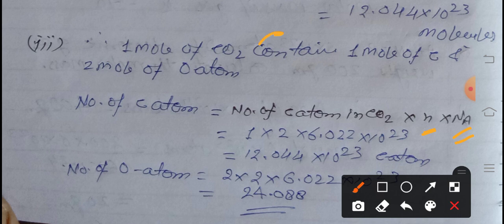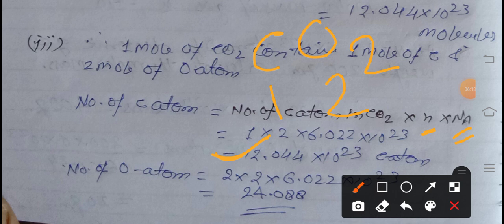We know that carbon dioxide means CO2, 1 carbon and 2 oxygen atoms. It is clear. So number of carbon atoms equals number of carbon atoms 1, number of moles 2, Avogadro number 6.022 × 10^23, multiplied, and we get 12.044 × 10^23 carbon atoms. That is, 88 gram of carbon dioxide contains 12.044 × 10^23 carbon atoms.